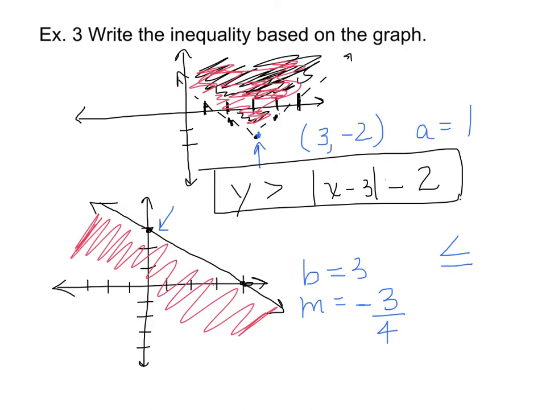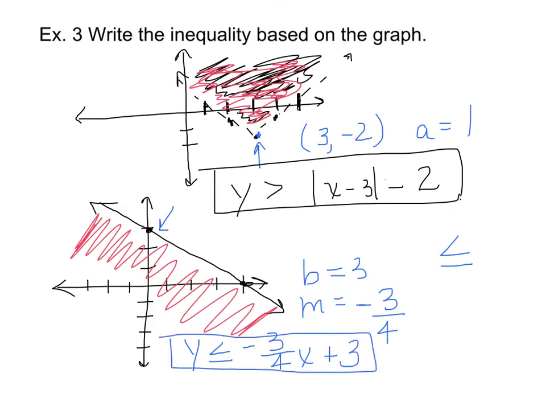So when you write the equation, then it's going to be y is less than or equal to -3/4 x plus 3. And there is your equation, or inequality. So you could do that with absolute value, or you can do it with a linear inequality. And then there you have it.